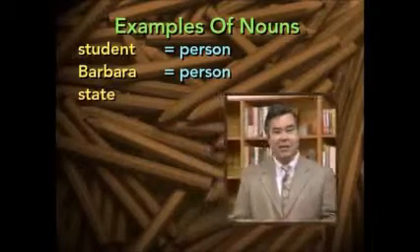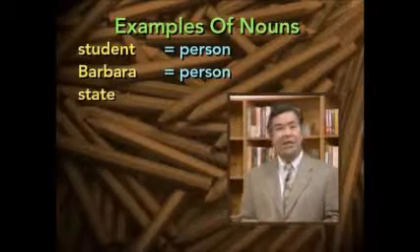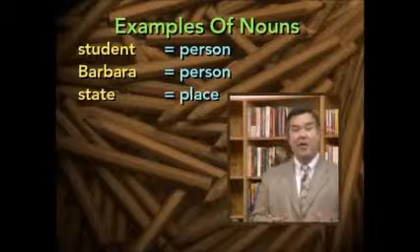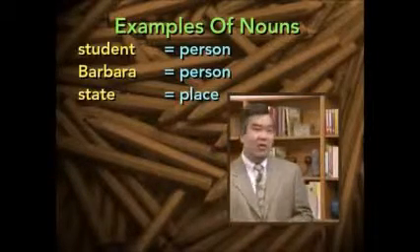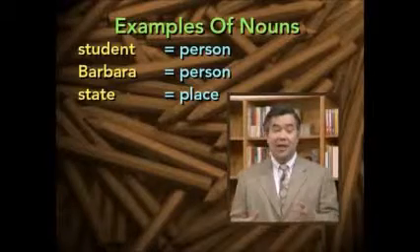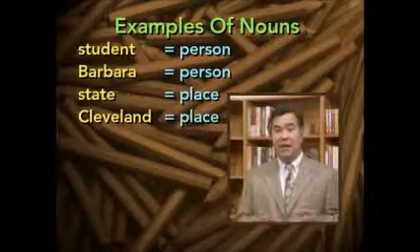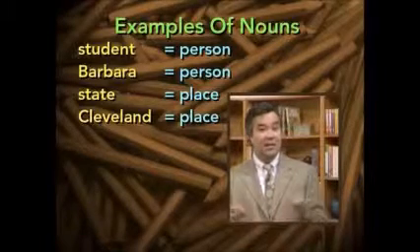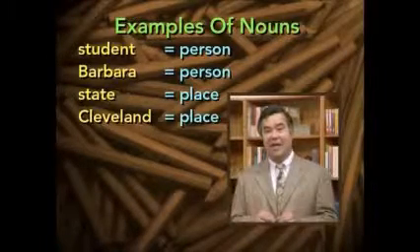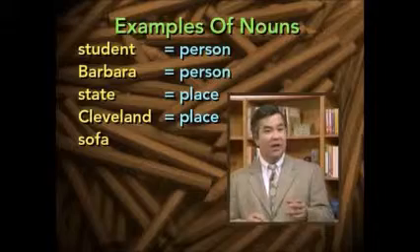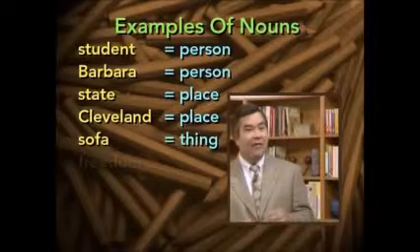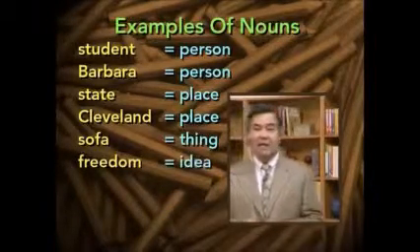What about state? What does that name? Well, that names a place. A state would be one of the 50 states that go to make up the United States, and it's a place where you might live. Cleveland also names a place. Again, a very specific place, a particular city within the United States. Sofa names a thing, and freedom names an idea.